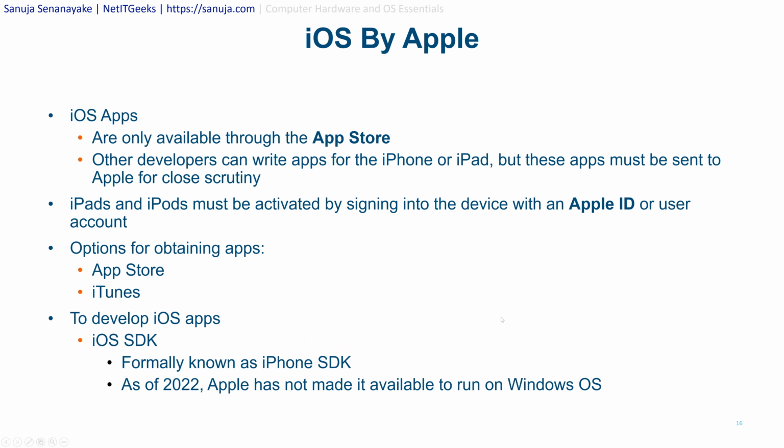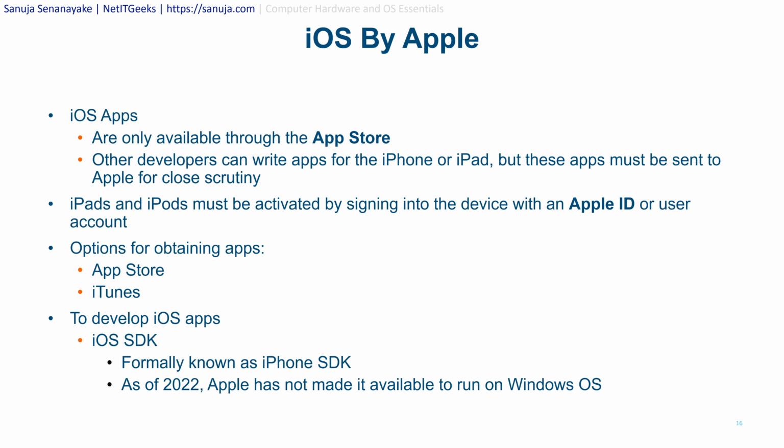And iOS apps are only available through Apple App Store. So it's called the App Store as opposed to Google Play Store. So this is Apple App Store, and the iOS apps are only available through the App Store. And one of the reasons why Apple claimed they do this is to protect security. Other developers can write apps for iPhones or iPads, but these apps must be sent to Apple for close scrutiny.